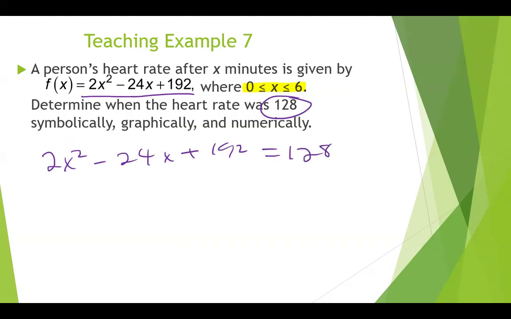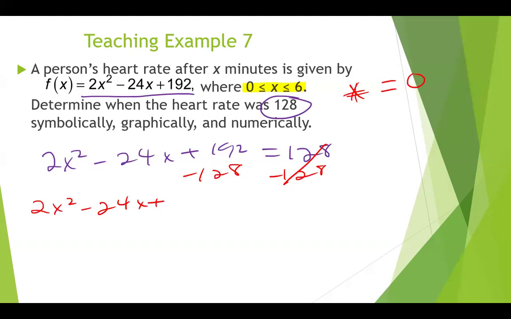Now, before you can solve any quadratic, it must be equal to 0. So the number one thing that has to be true is that it has to be equal to 0. Currently I'm not equal to 0, so I'm going to subtract 128. And what I do to one side, I'm going to do to the other. And we're left with 2x squared minus 24x plus 64 equals 0.